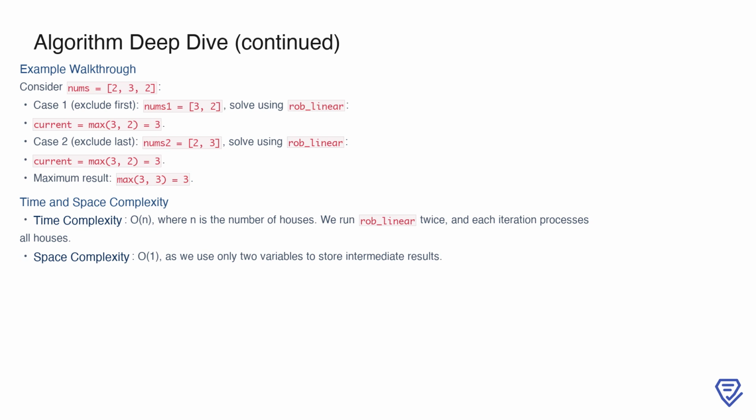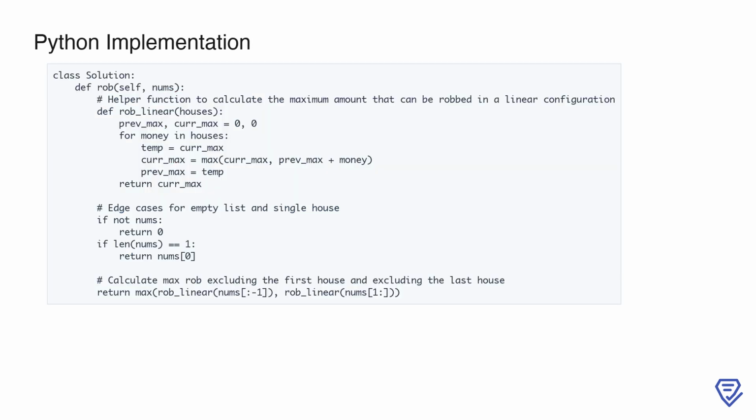In terms of complexity, this algorithm runs in O(n) time, as we process each house once for each of the two cases. The space complexity is O(1), as we use only two variables to store intermediate results, making it both efficient and scalable. This Python implementation solves the house robber 2 problem effectively by leveraging a helper function and considering the problem's circular constraint. The key idea is to break the circular dependency by treating the problem as two independent linear problems, one excluding the first house and the other excluding the last house.